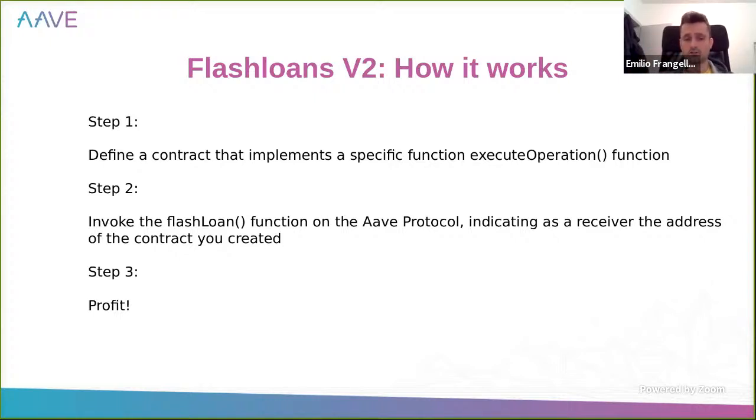Step two: once you have the contract that implements executeOperation, at the right moment when the opportunity presents itself, you can call the flashLoan function on the Aave protocol, specifying the contract that you wrote earlier as the receiver of the funds. When you execute the transaction, if everything goes correctly, the opportunity will be taken by your contract, and then you will receive a profit. That profit is essentially the amount that was obtained by taking the opportunity, minus the amount that was borrowed, minus the premium. That is your profit.